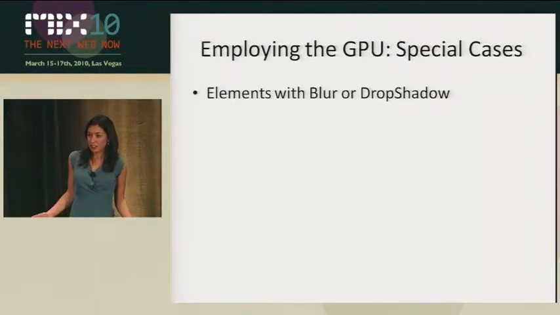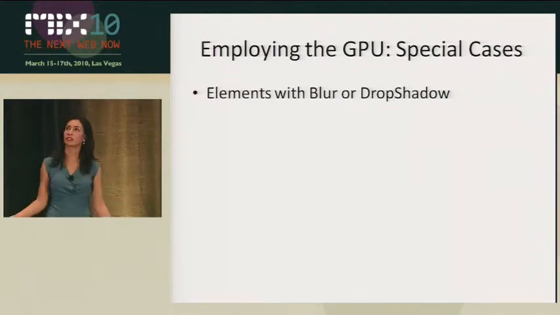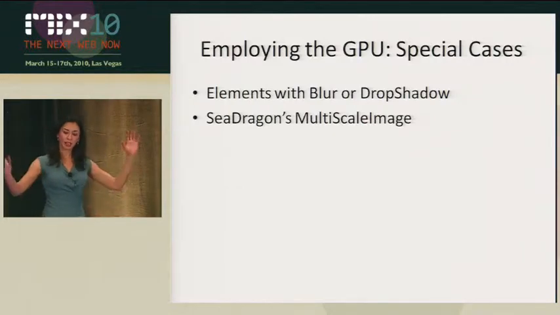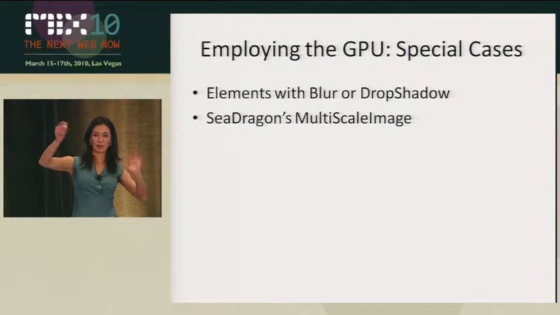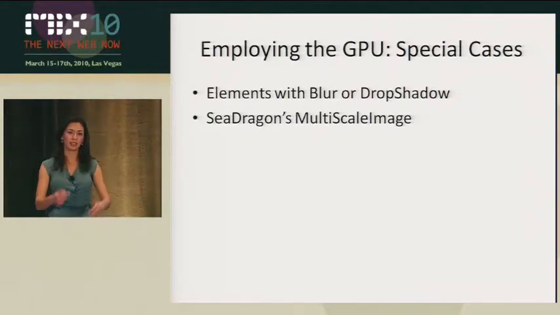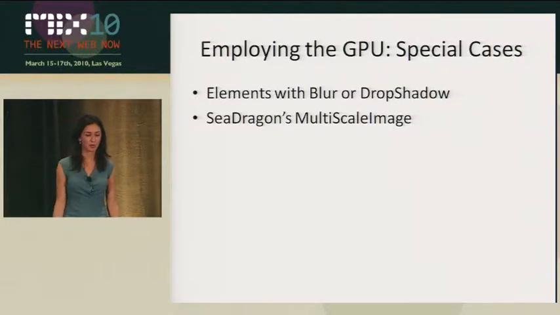There are some special cases for employing the GPU. The first one is elements with blur or drop shadow. Use effects carefully, because again, this is the cost of textures. We've just discussed that. I don't know why the lights are turning on, but it's quite nice. You're seeing the light finally. Sea Dragon, multi-scale image: we leverage the GPU for opacity, blending, and resizing of the images. So turn on multi-scale image cache mode equals bitmap cache. I think the default has been changed in the bits that you have.